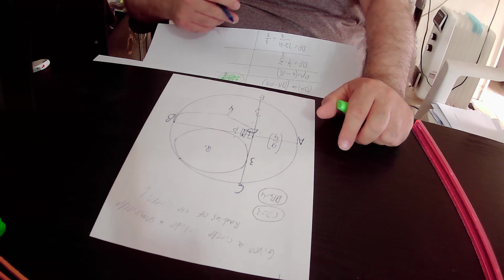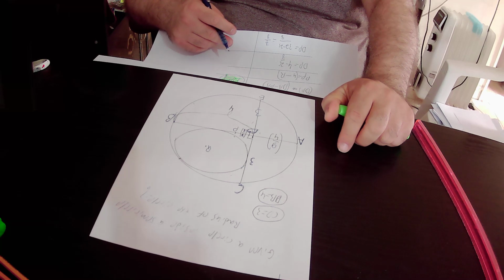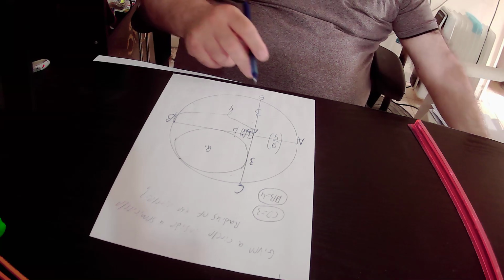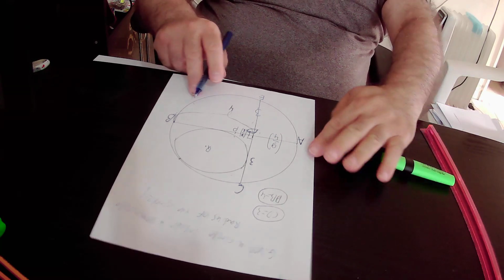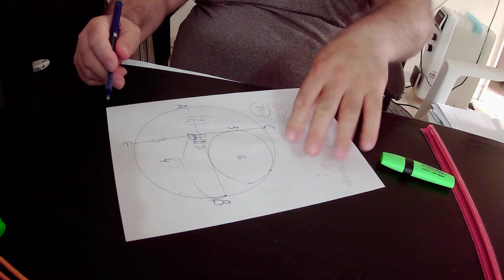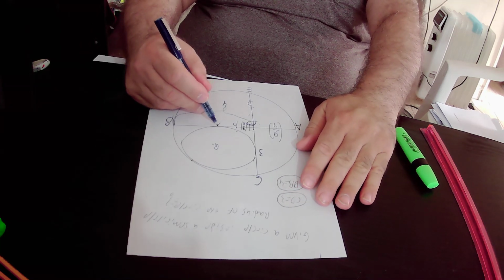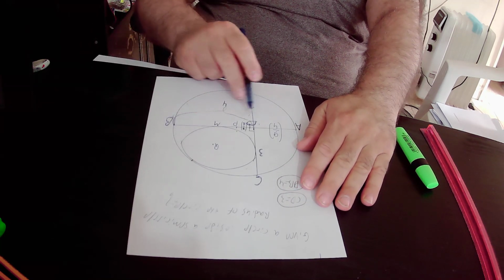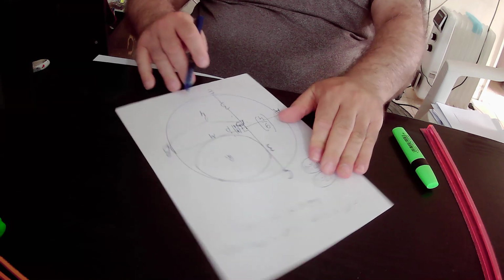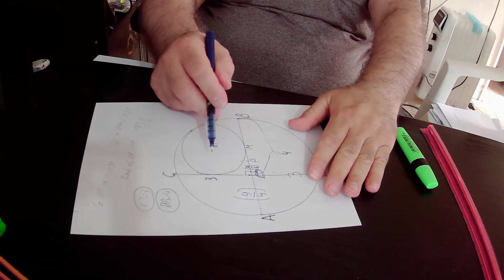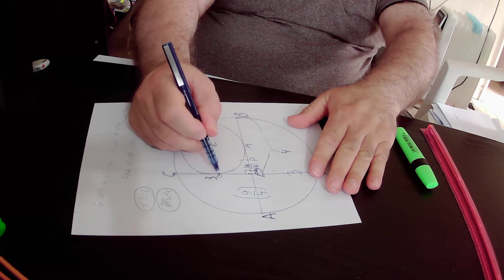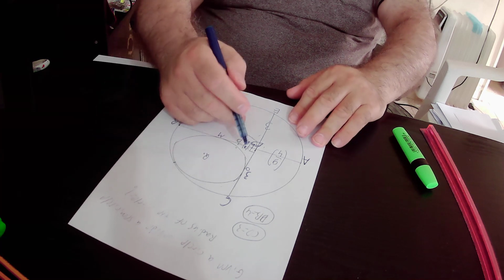Okay. In the next step, we will define the point of tangency of tangent DB with this small circle as point M. Again, this point M is the point of tangency of tangent DB with this small circle. And we will also define the point of tangency of tangent CD with this small circle as point O. Point O is the point of tangency of tangent CD with this small circle.